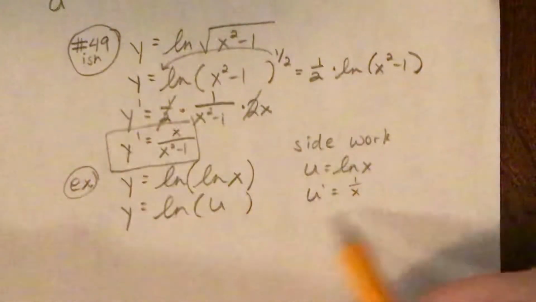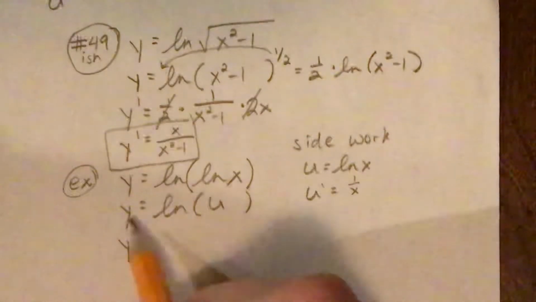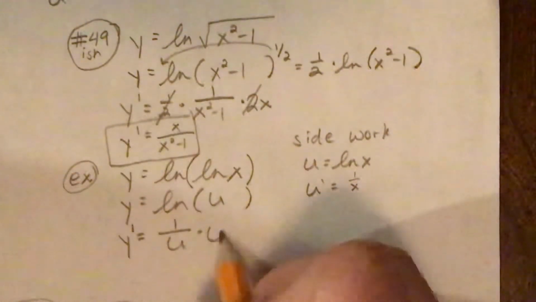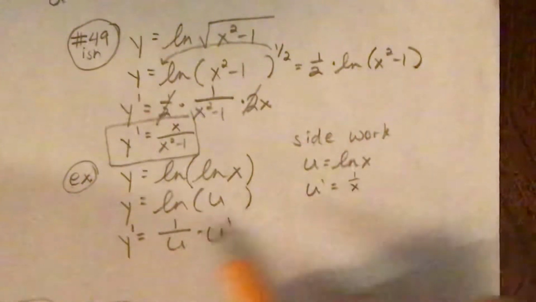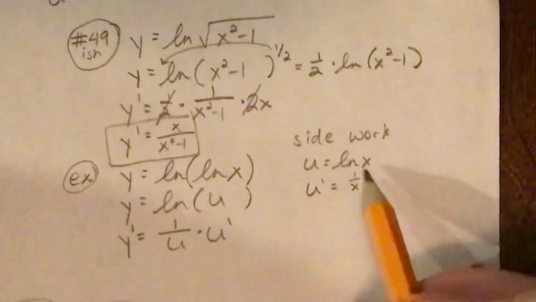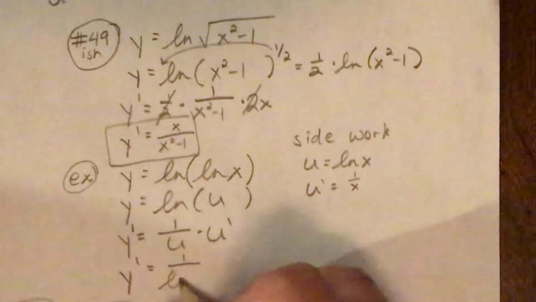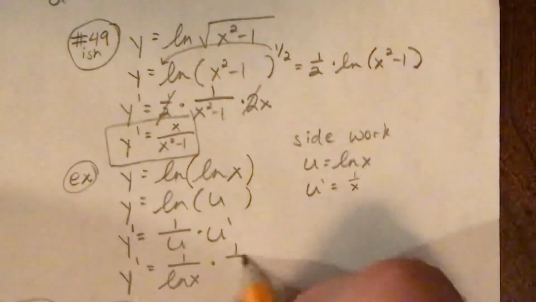But this is the inside function. The y prime is going to be 1 over u times u prime, right? Because this is just natural log of u. Y prime is 1 over u. U is natural log of x, so let's do a rewrite there. 1 over natural log of x times u prime. U prime is 1 over x.